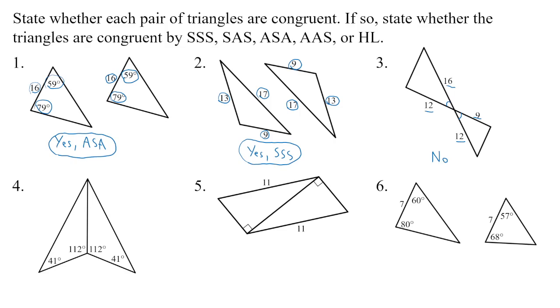All right, if you look at number 4, these two angles are congruent. These two angles are congruent. And as you can see, they share a side. A line segment can be congruent to itself. So therefore, the two triangles are congruent, and they are congruent by angle, angle, side.